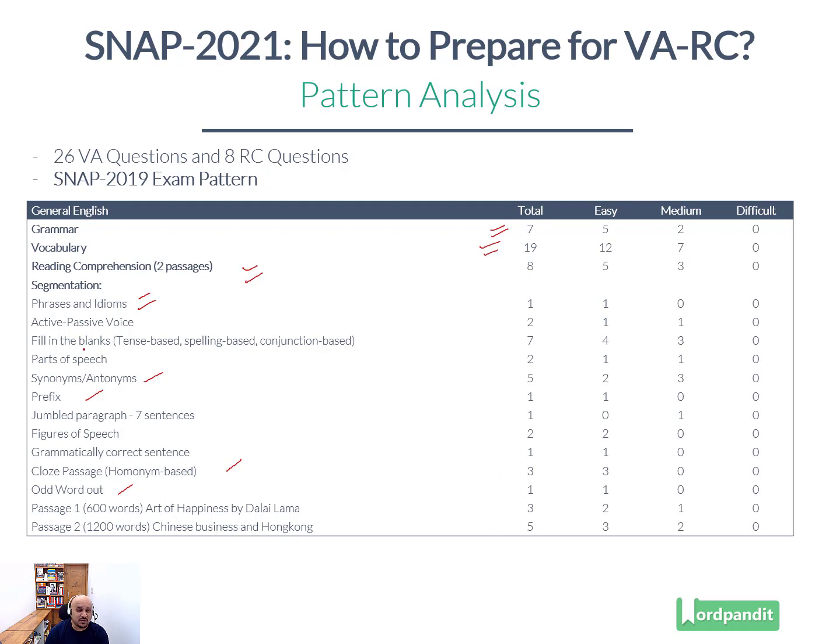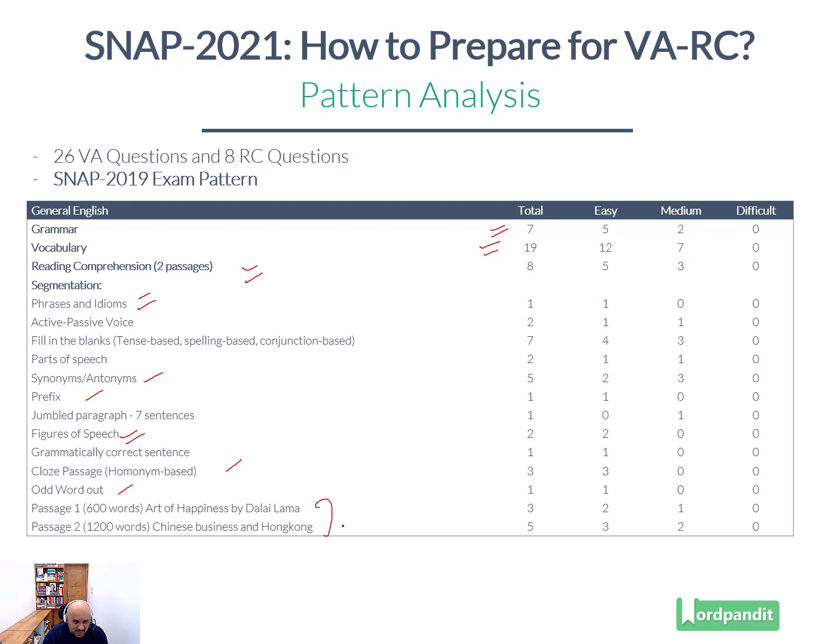And grammar had active voice, passive voice, parts of speech, figures of speech, so all these different topics, and a couple of RC passages, one short passage, one long passage. So that was the exam structure in 2019. Obviously, it was a completely different test then, a two hour pattern.